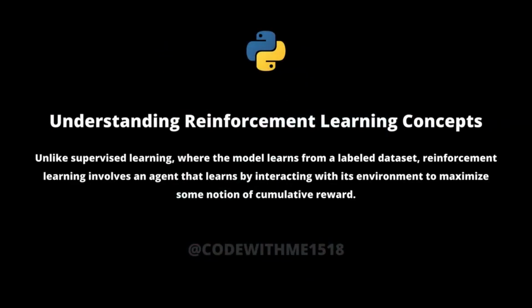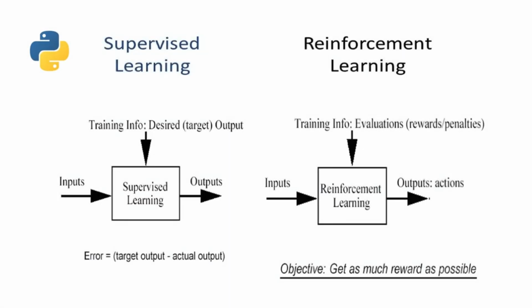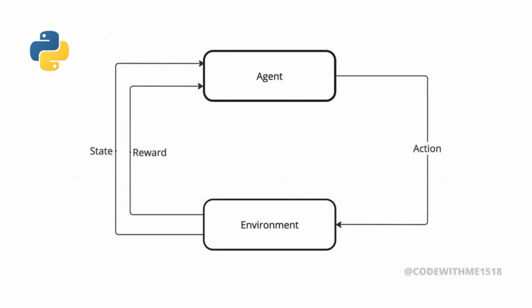What exactly is reinforcement learning? Unlike supervised learning, where the model learns from a labeled dataset, reinforcement learning involves an agent that learns by interacting with its environment to maximize some notion of cumulative reward.